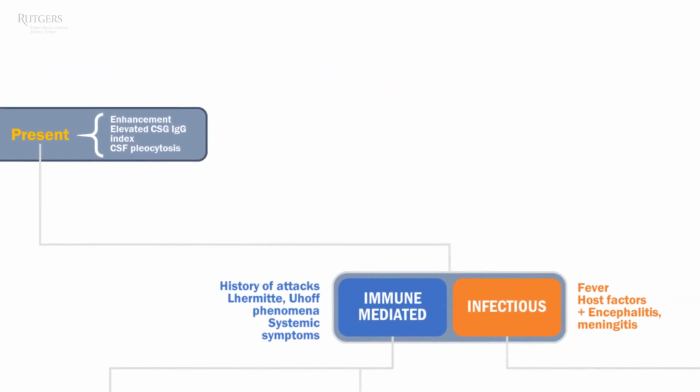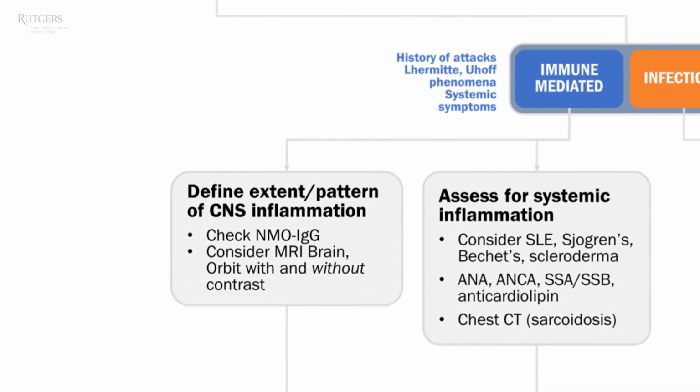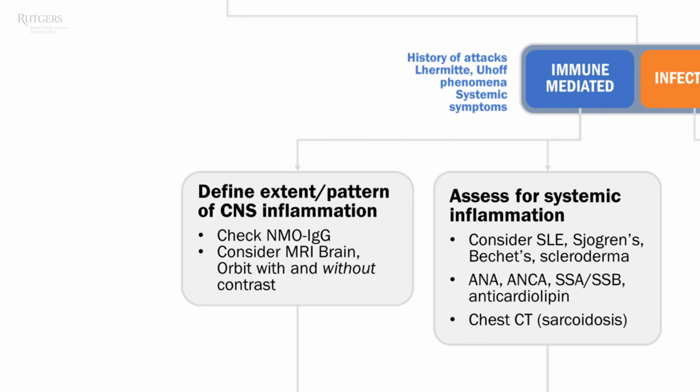Now, let's say CNS inflammation is present. High protein, CSF IgG synthesis, white cells. Then you're dealing with immune-mediated or infectious pathologies. How do you suspect infection? Well, fevers, host factors predisposing to certain infections, and additional meningitis or encephalitis. You would need to send a slew of CSF labs to isolate the actual infectious organism. How do you suspect when something is immune-mediated? Well, history of previous attacks, Lhermitte and Uhthoff phenomenon, and systemic symptoms.